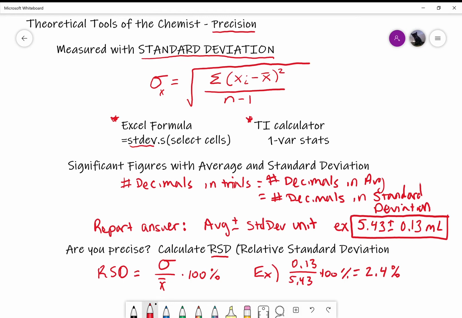So this would actually be considered not precise, although it's pretty close. Because in order to be considered precise, we want to be less than 1%. So this would be not precise. So I'm going to stop this lecture, and I'm going to give you another lecture on Excel on calculating standard deviations and how to report things properly with standard deviations.